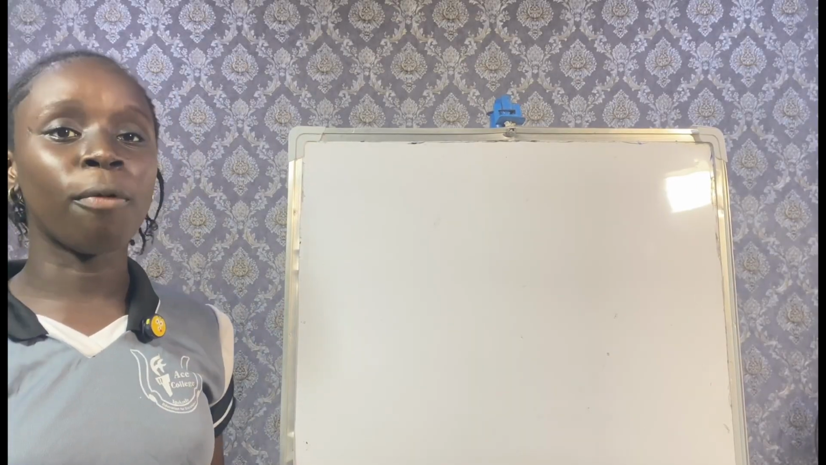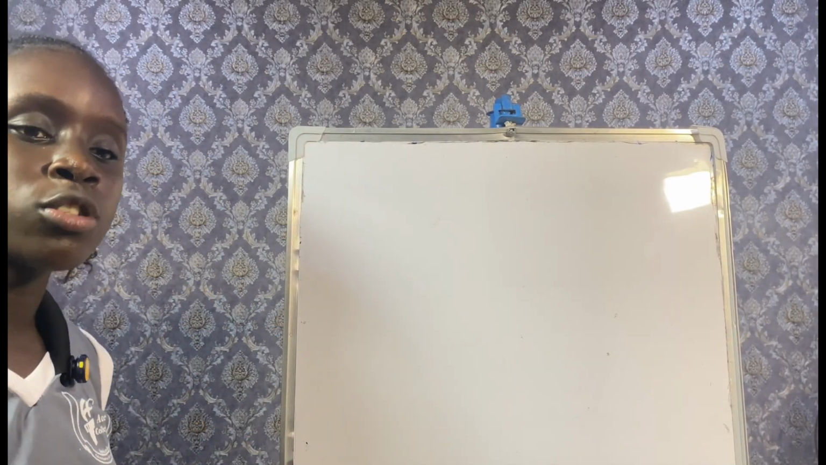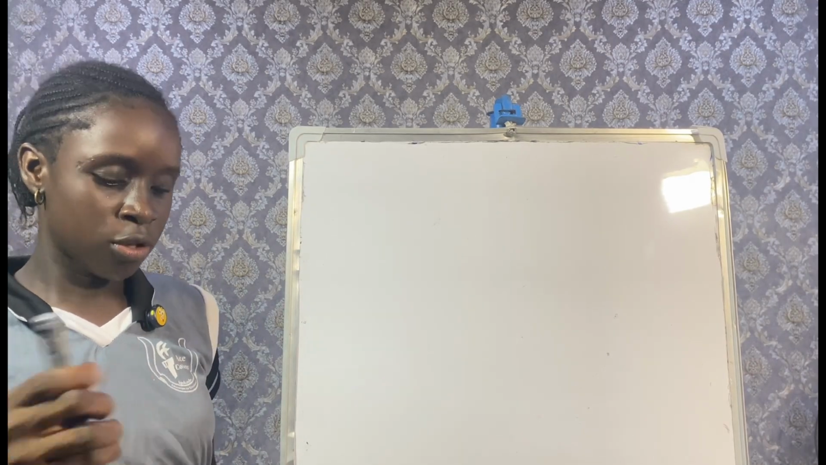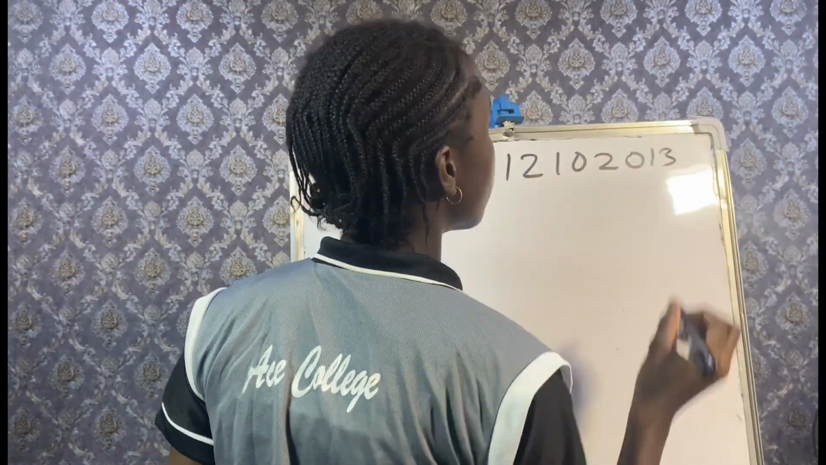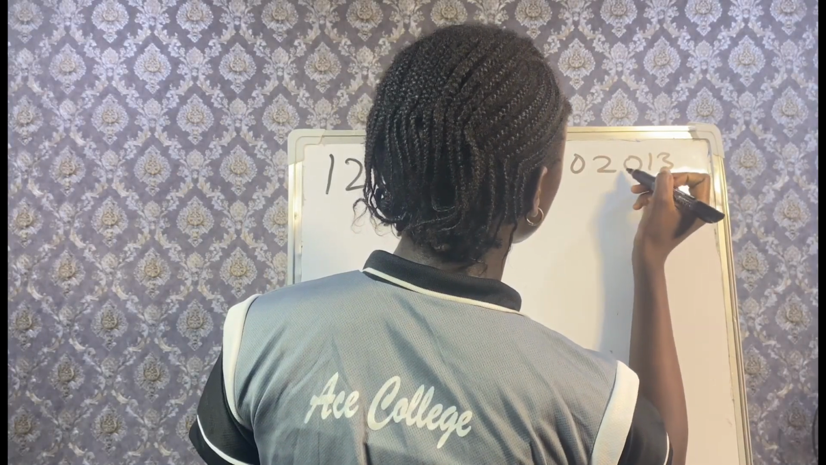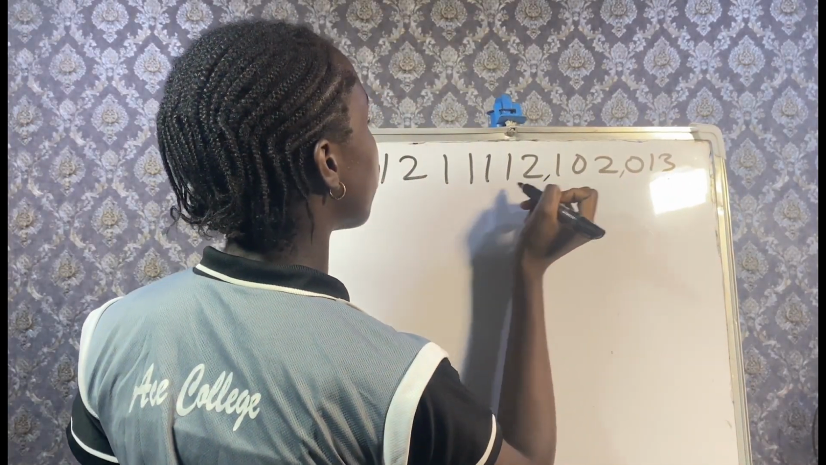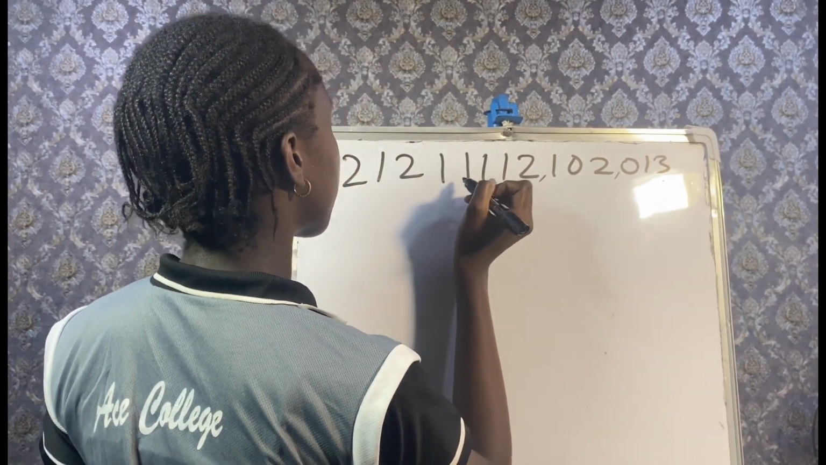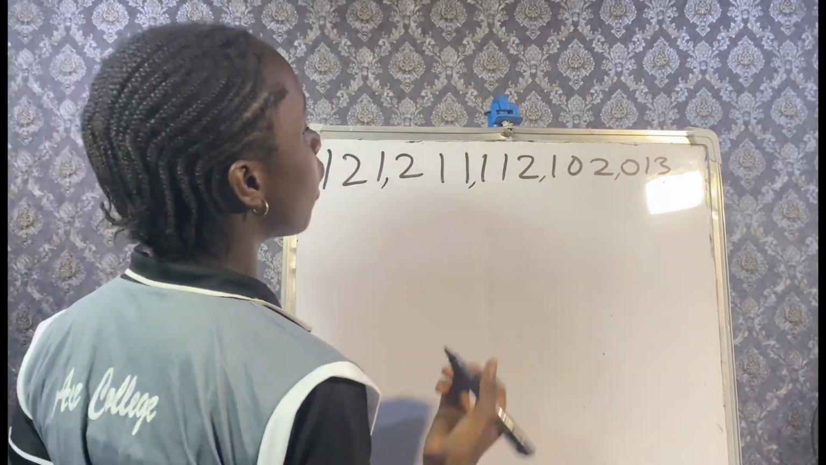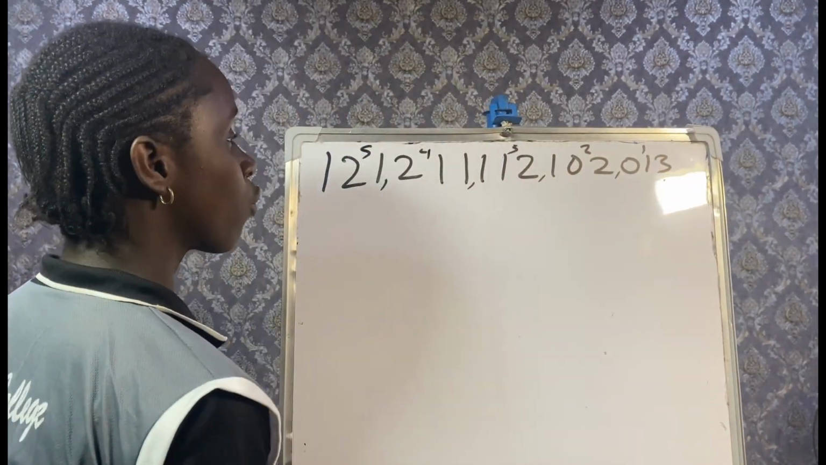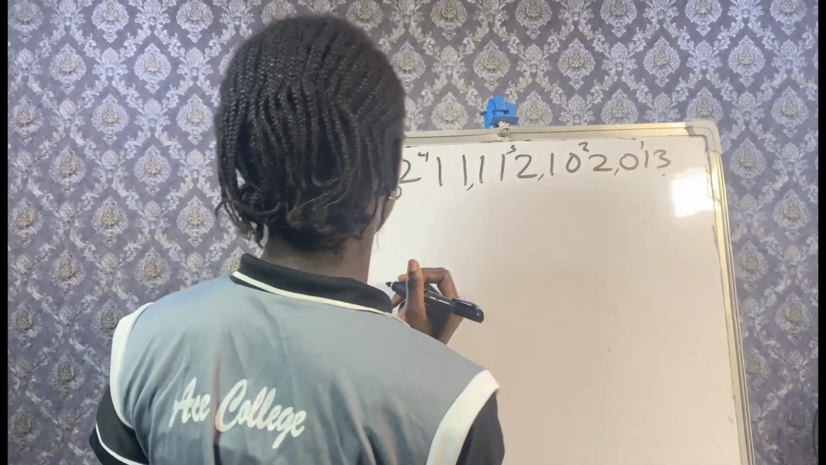Let's move from writing in figures to writing in words using this large number. So 1, 2, 3, we group. 1, 2, 3, group. 1, 2, 3, we group. 1, 2, 3, we group. And this one is a group on its own. Count the group. 5 groups. So that means we are dealing in trillions.